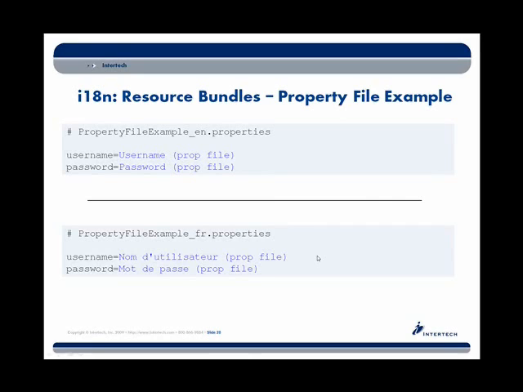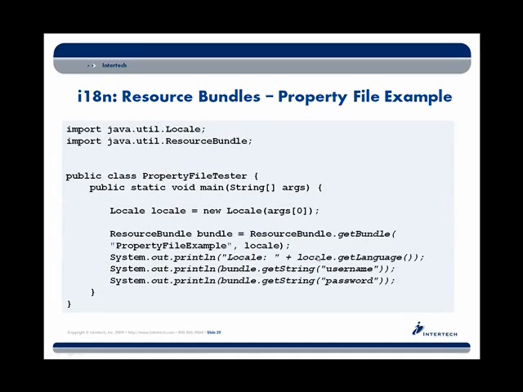So what you're seeing on slide 28 is an example of two different property files. I've got my English one and my French property file. You'll notice we're using the same format: a base name for the resource bundle, then an underscore and our locale. The extension here, though, is .properties. Otherwise, it's just a regular text file. So in my English one, I have username equals username, password equals password, and in my French one, username equals my French term, and password has my other French term.